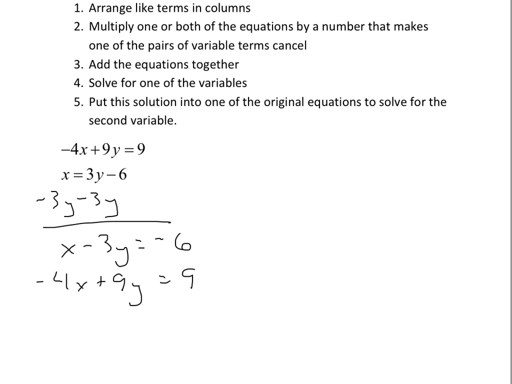But if I multiply, and there's two choices, but I'm going to pick the one I like better. If I was to multiply this second equation by 3, negative 3y times 3 is going to be negative 9y, and negative 9y is going to cancel out with 9y, and I'm going to have finished step 2. I could have also canceled out the x's. I just picked y because I was multiplying by a smaller number, 3, instead of the 4 I would have had to do with the x. So when I multiply through, I get 3x minus 9y equals negative 18.